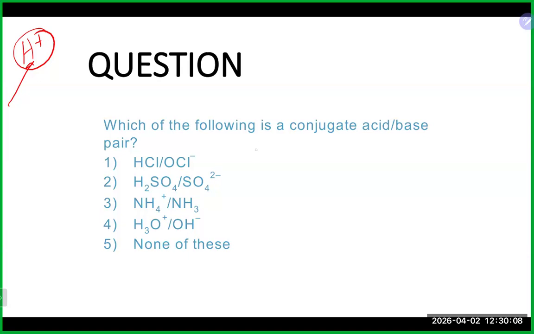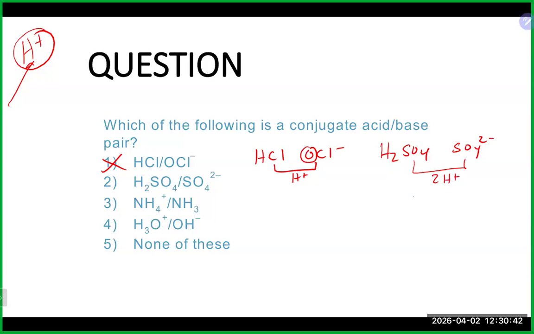So if we take a look at the first one here, we got HCl and OCl minus. That is an H plus difference, but it is also a difference of an oxygen, right? So one has oxygen, one does not. Because of that, that will not be pairs, because the difference is obviously more than just the H plus. We take a look at H2SO4 and SO4 2 minus. The difference between these guys is actually two H plus, right? Would that make them pairs? It actually would not. So they are not pairs, even though they are related to each other, but not in terms of the Bronsted-Lowry definition of pairs.